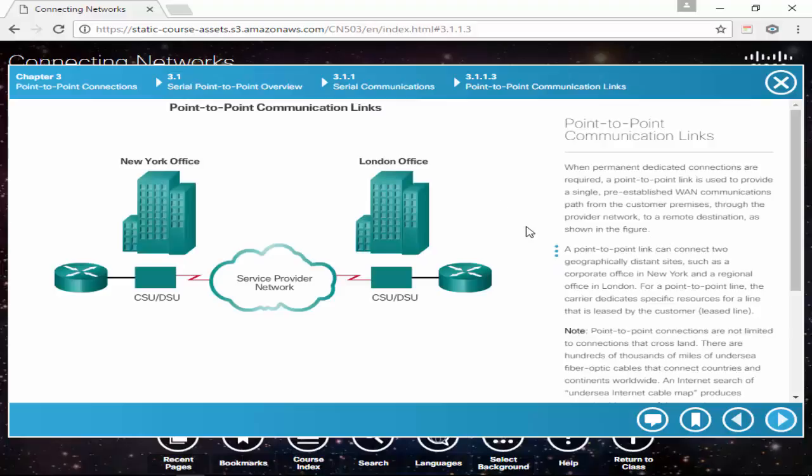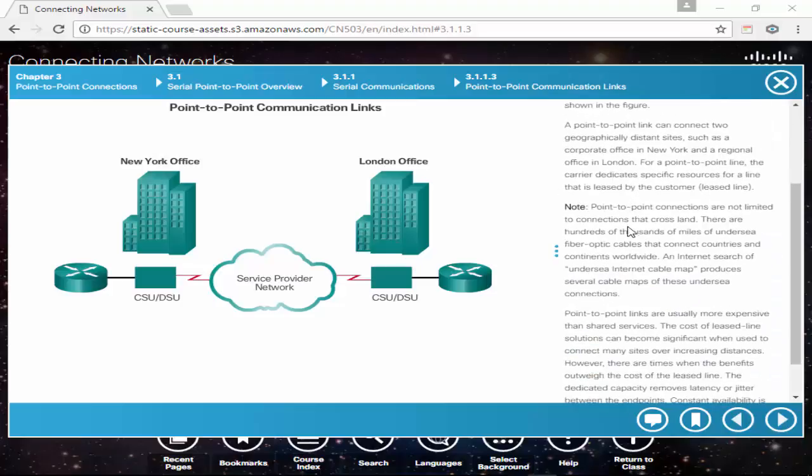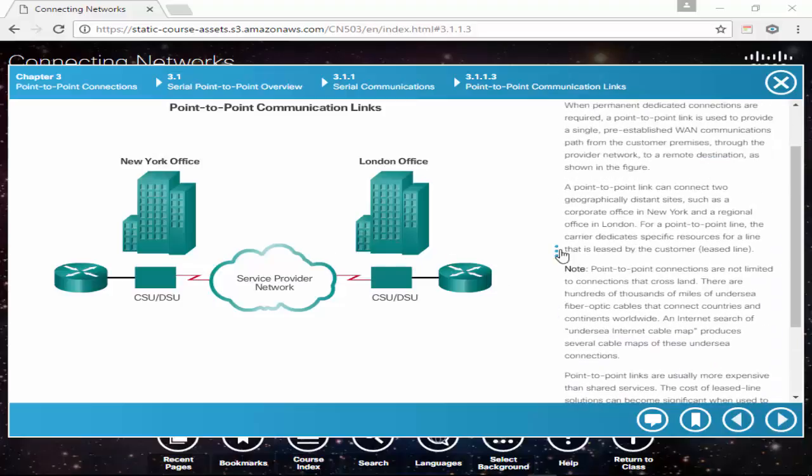Alright, so our serials connect to the CSU/DSU. Is that what we're talking about here? I'm not really sure what they want here. Connect two points geographically. Alright.